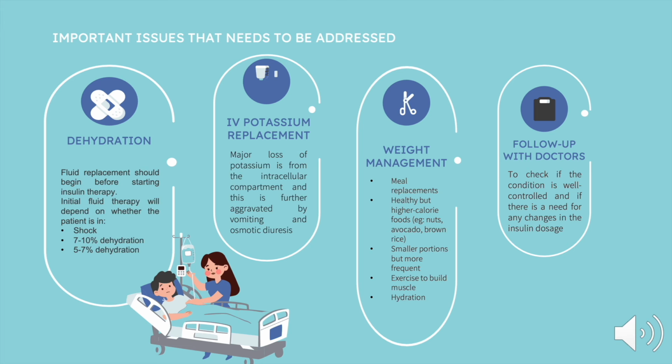Dehydration. Fluid replacement should begin before starting insulin therapy. Initial fluid therapy will depend on whether the patient is in shock, 7 to 10% dehydration, or 5 to 7% dehydration. Moving on to IV potassium replacement. Major loss of potassium is from the intracellular compartment, and this is further aggravated by vomiting and osmotic diuresis. Weight management. Meal replacements, healthy but higher calorie foods, smaller portions but more frequent, exercise to build muscle, as well as hydration is very important.